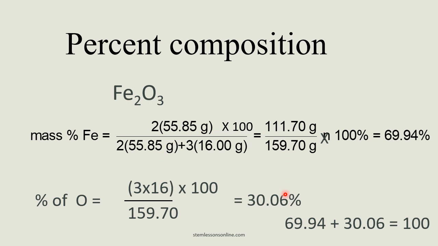So how will you check that your calculation is correct? Once you have the percentage of each element in the compound, when you add the percentages, it should equal 100. That's the way you are checking. Sometimes it will be a little bit less than 100 or a little bit higher than 100, for example 99.97 or 100.1, something like that. Then you can say the calculations are correct. That's one way to check it. And also, if you know the mass percentage of iron, you can subtract from 100. 100 minus 69.94 will give you the mass percentage of oxygen.